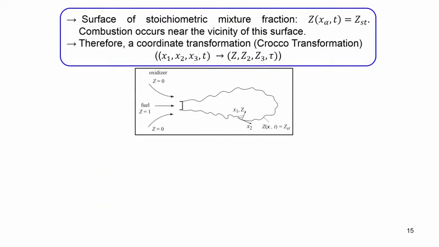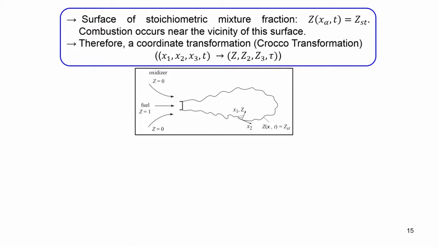Now, what we do is that we want to first define a surface of stoichiometric mixture fraction that we call essentially our flame. So once we have solved for this, we define a surface of stoichiometric mixture fraction, Z(x_alpha), or this Z(x) at any position x is equal to Zst. The fact is that combustion occurs near the vicinity of the surface, because Zst is that location where your mixture fraction is at the stoichiometric value, and as we have seen before, the flame always stabilizes at the point where your reactive scalars, the fuel and oxidizer, are meeting at a stoichiometric value.